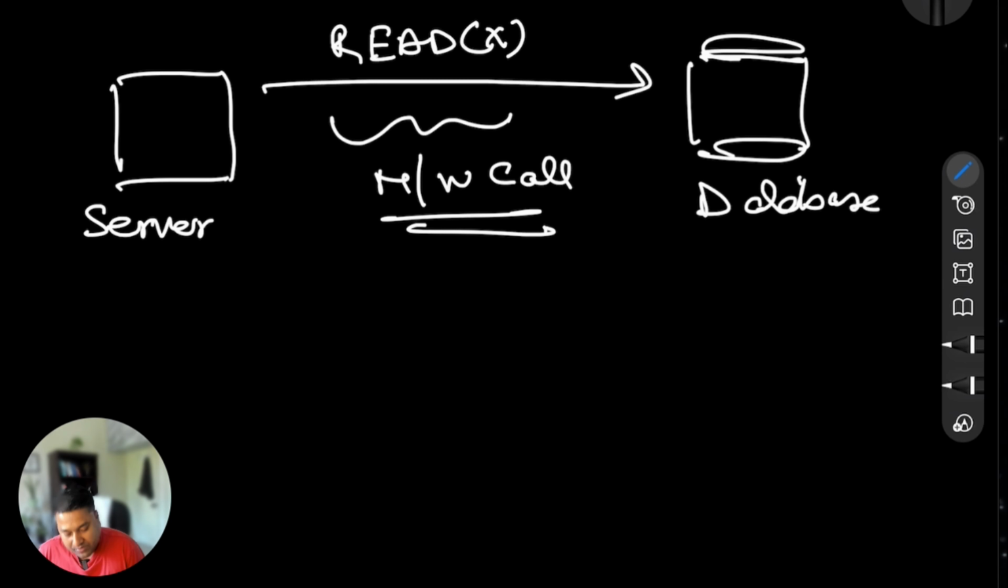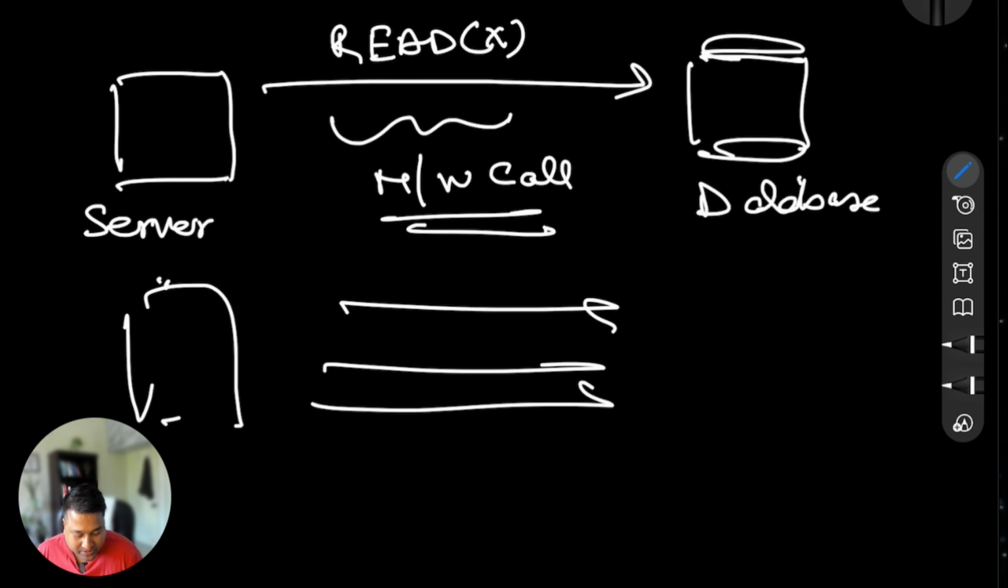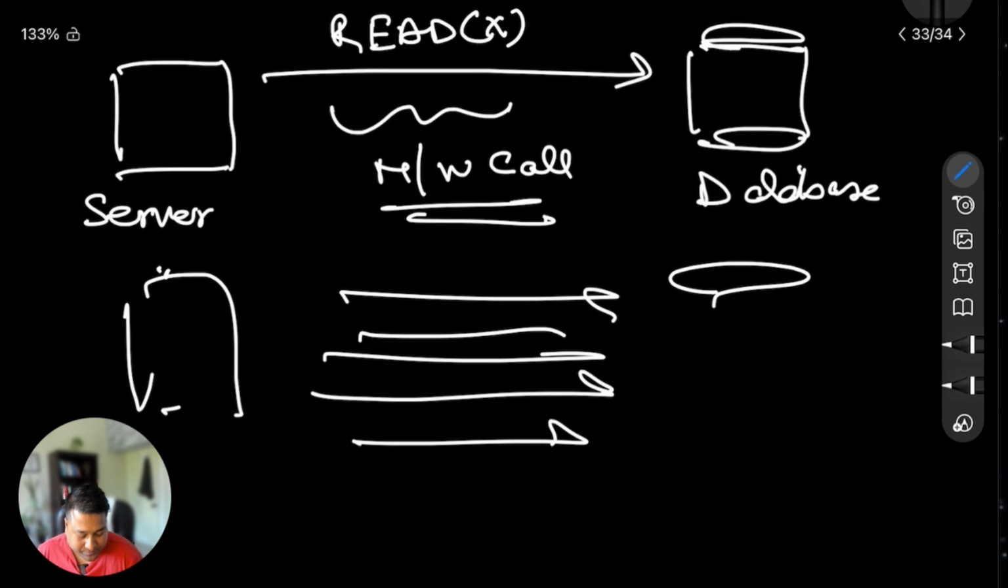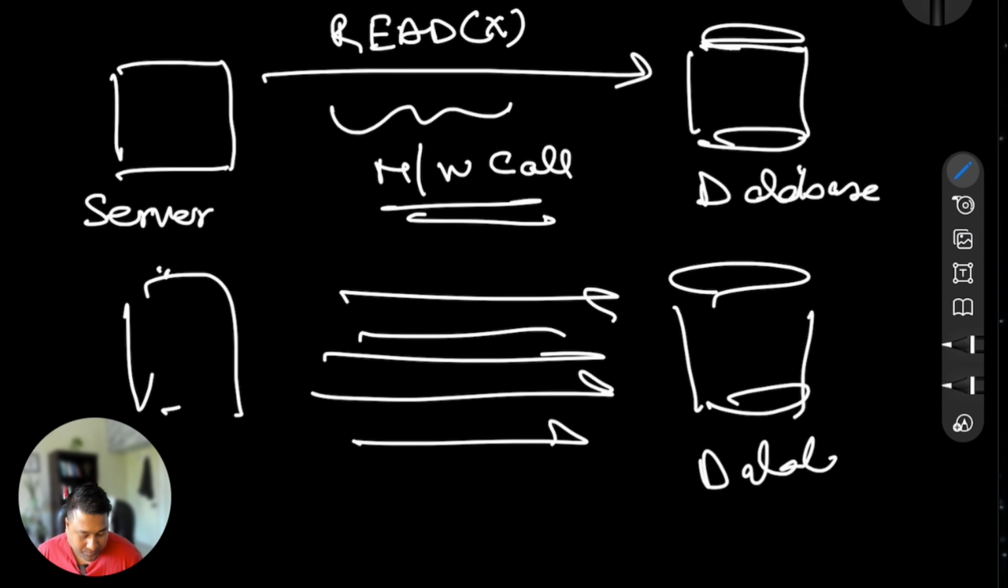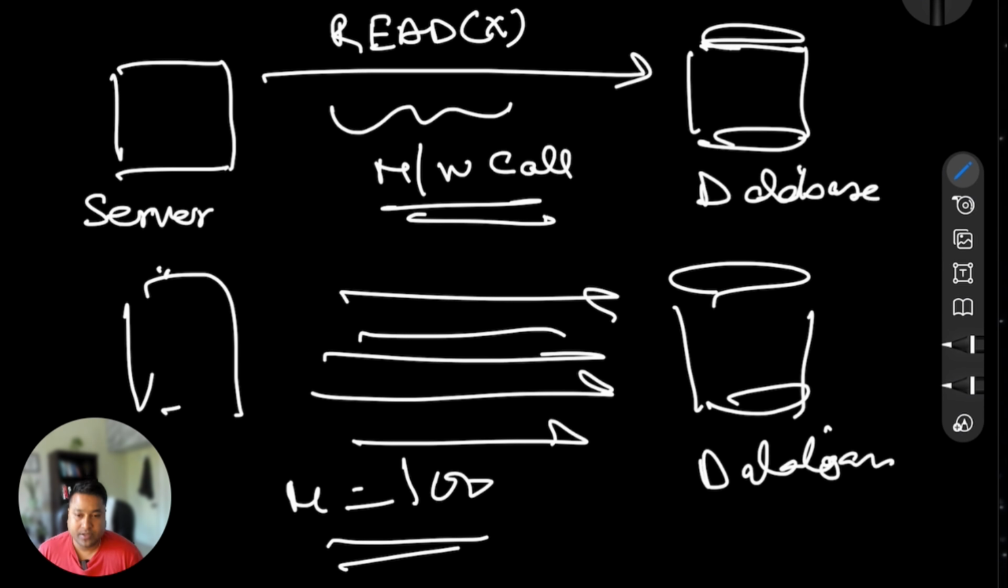Now you see, if I want to read the element X again and again, let's say 100 times, now this server will end up calling this database, right, 100 times, right, which will degrade the performance of system.